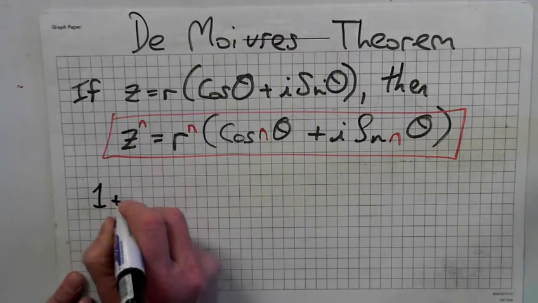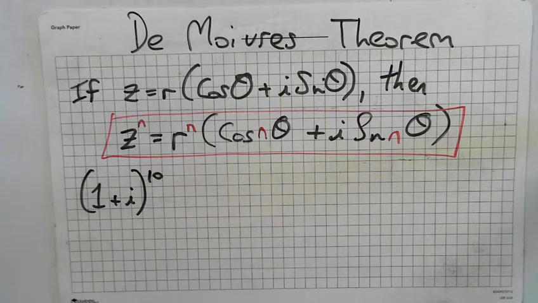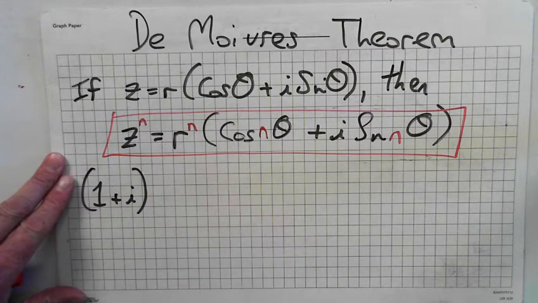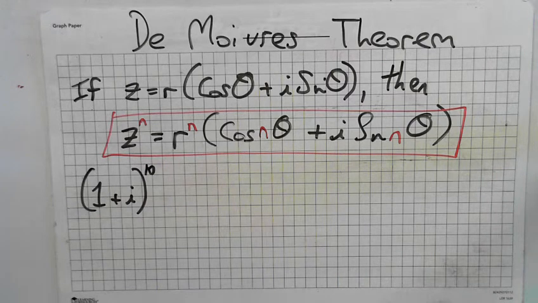Right, so let's say we had 1 plus i to the power of 10. First of all, I'm going to convert that. You write 1 plus i in polar form, and then to the power of 10, and you evaluate it.